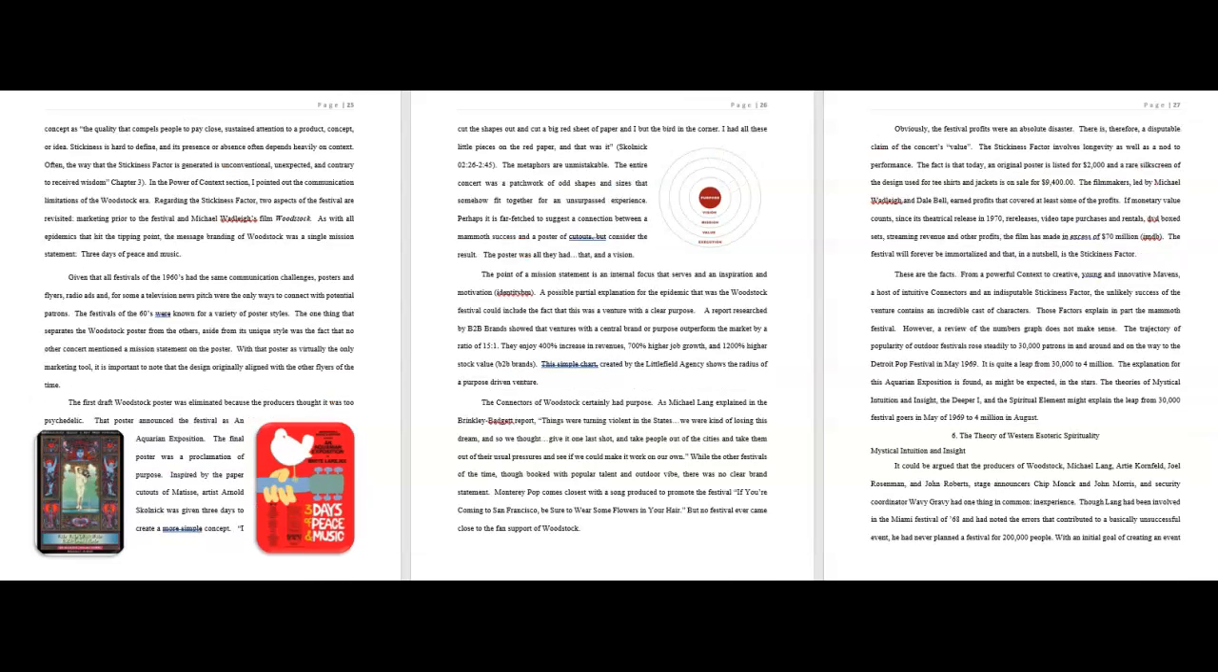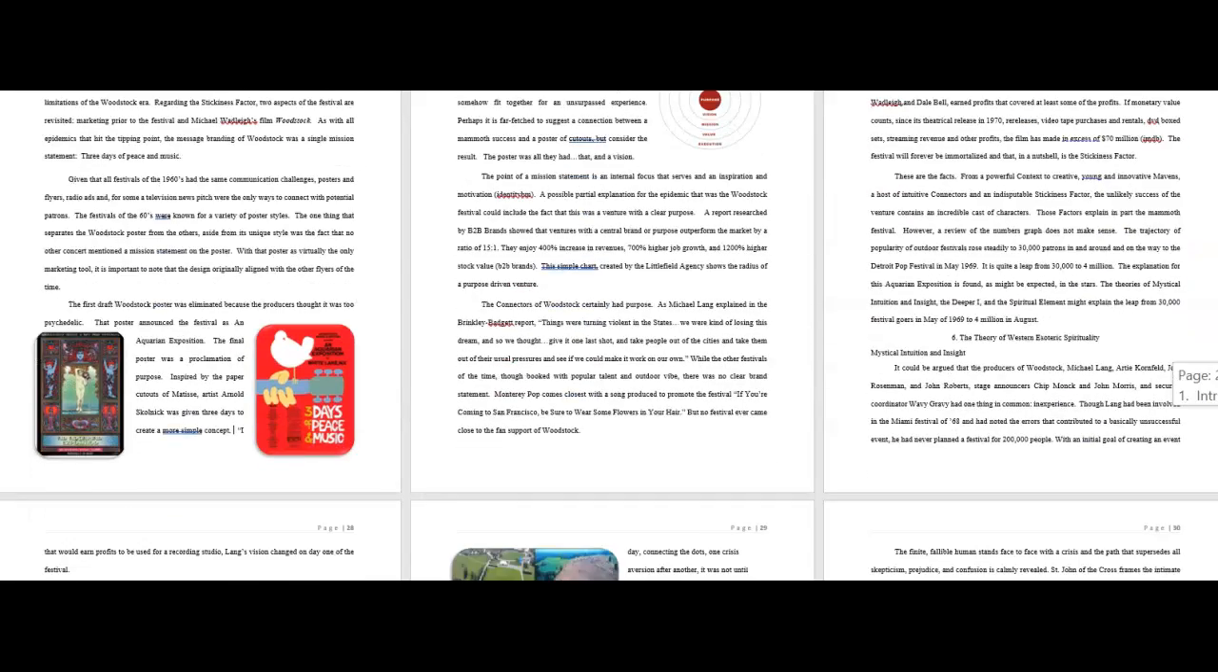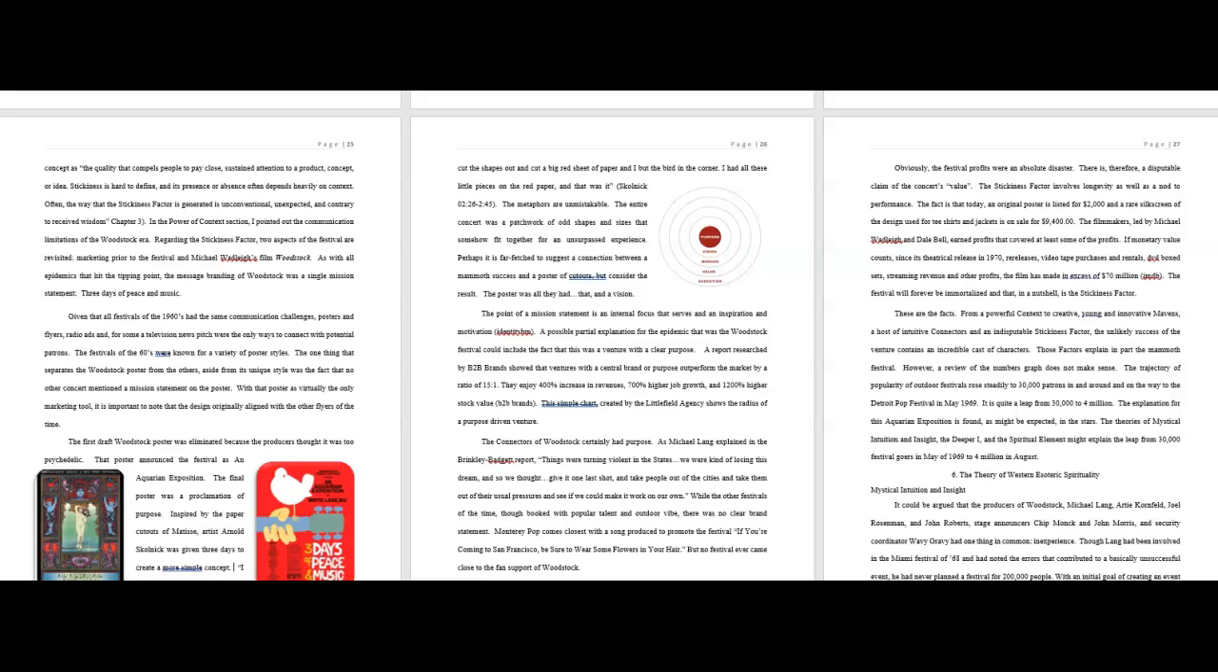And then the thing is that this poster shows a mission statement. 3 days of peace and music. That is a mission statement. None of these have a mission statement. They have a list of bands. They have some things like that on locations, but none of them indicate the mission of the festival. And this does.